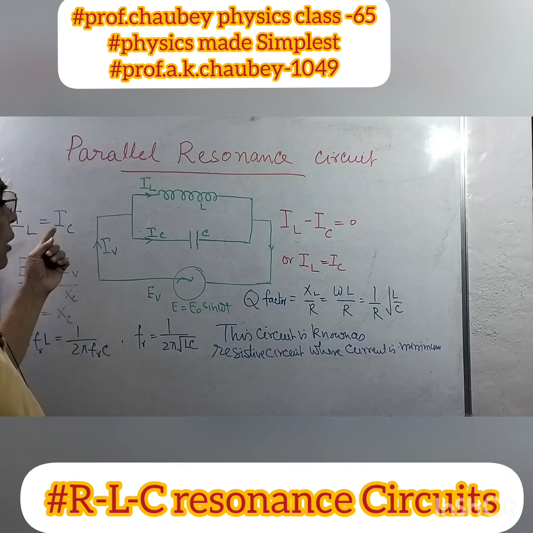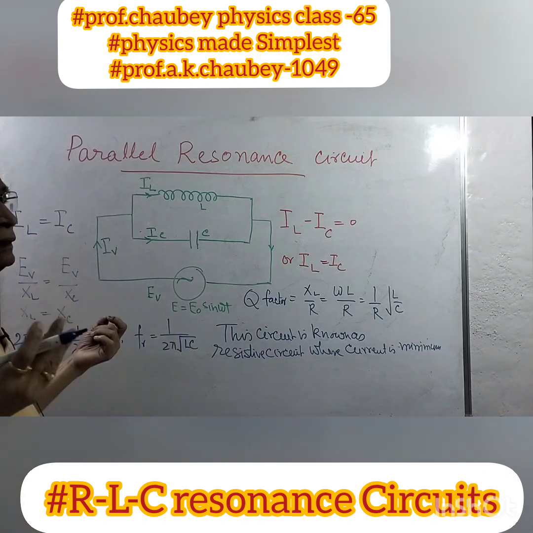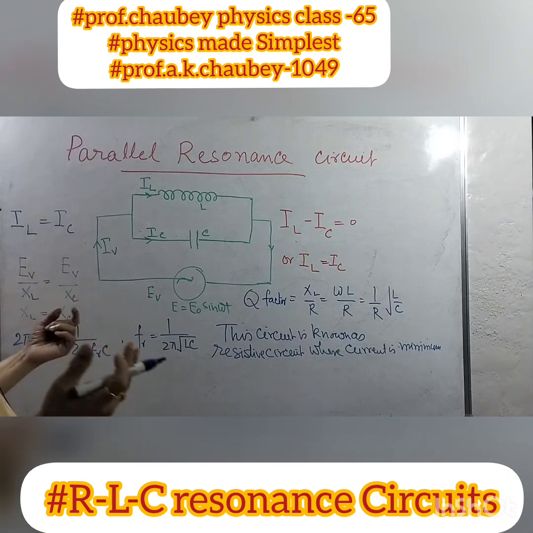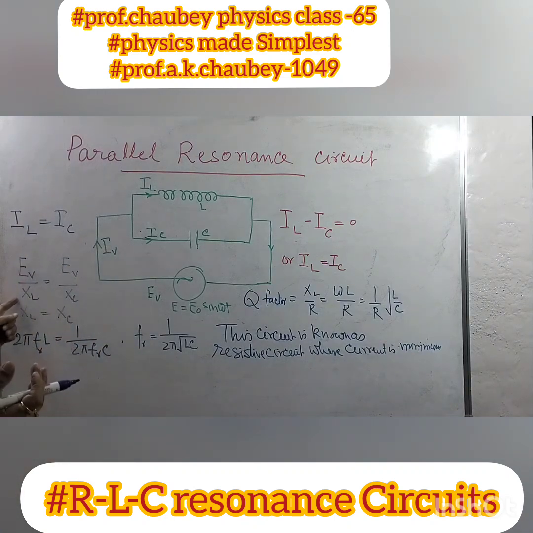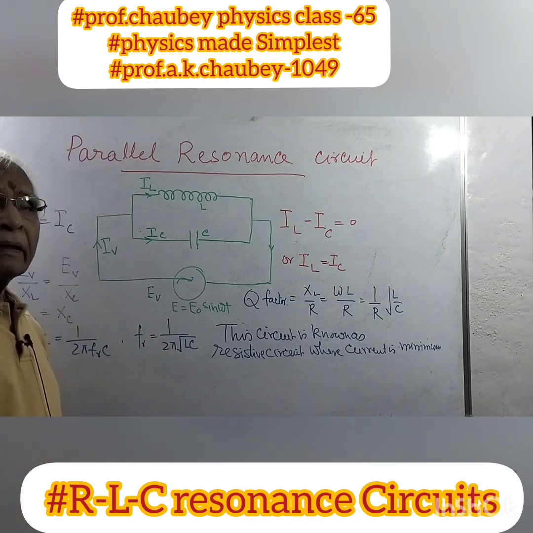Here the current IL equal to IC, both are opposing, so current is minimum, almost nearly 0. So EB over XL and EB over XC are equal. This gives XL is equal to XC. That is, the capacitive reactance and inductive reactance are equal, but the effects of both are opposite. XL is 2 pi FL and XC is 1 over 2 pi FC. This frequency I am writing FR, that is the resonance frequency. So FR is equal to 1 over 2 pi root LC. This frequency is the same as in the acceptor circuit.